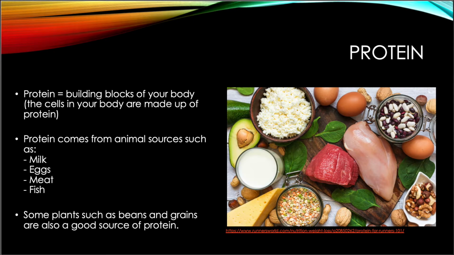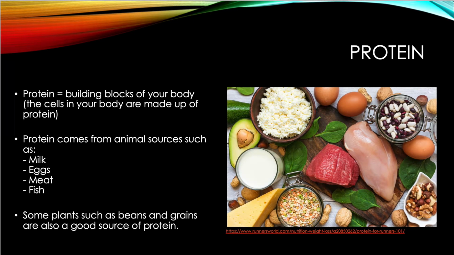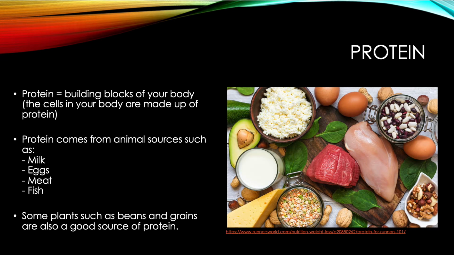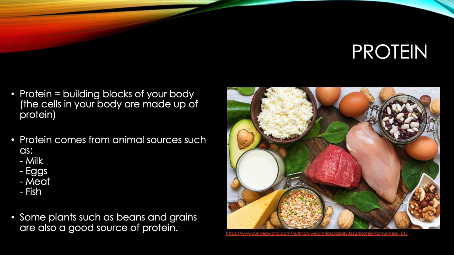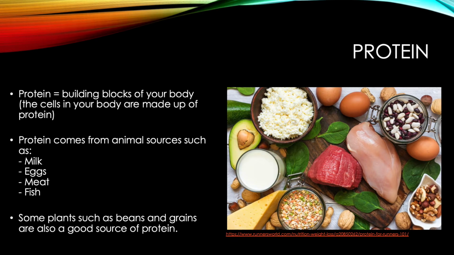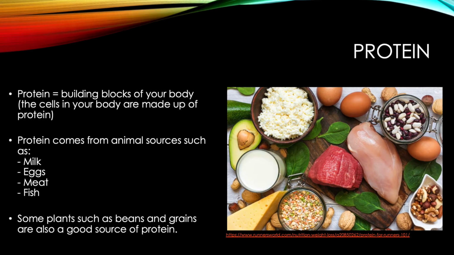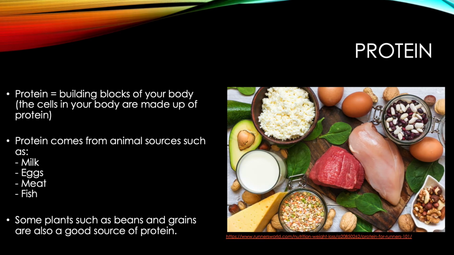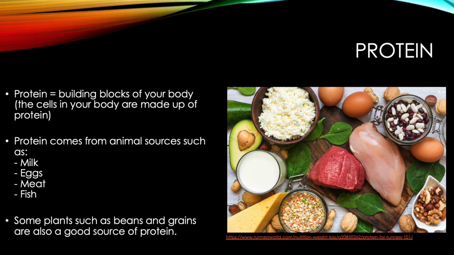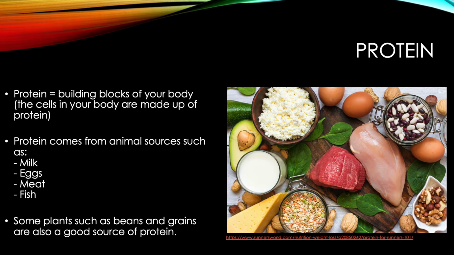Proteins. We always hear people talking about needing to make sure we get our protein in. Proteins are actually the building blocks of your body. Proteins are what make up the cells in your body. Proteins come from animal sources such as milk, eggs, meat, and fish. There are other options as well besides animal products to get some protein into your body, such as beans and grains.